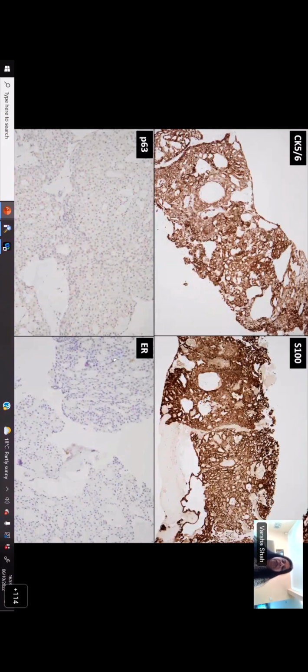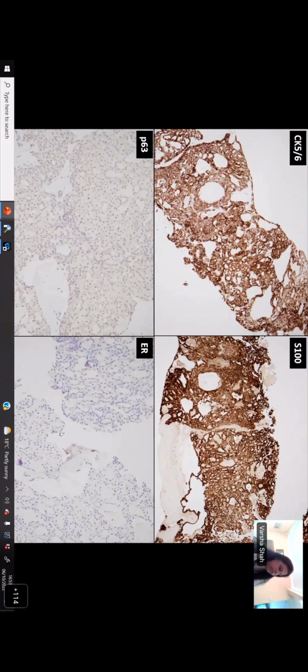It was only when the ER came out, which was completely negative. Now, as I said earlier, in a low-grade invasive carcinoma, when the ER is negative, think of something else because it is almost always positive, except in pathology or in science, never say always and never say never. So there are always exceptions, but typically ER should be positive in low-grade invasive. So we went back to the H&E to see what it could be.